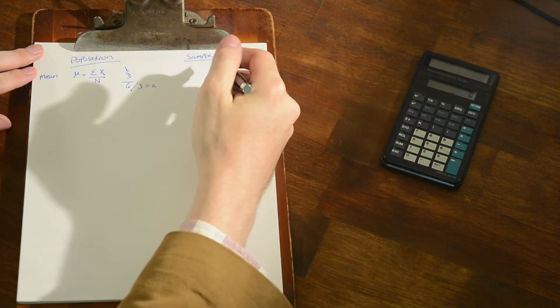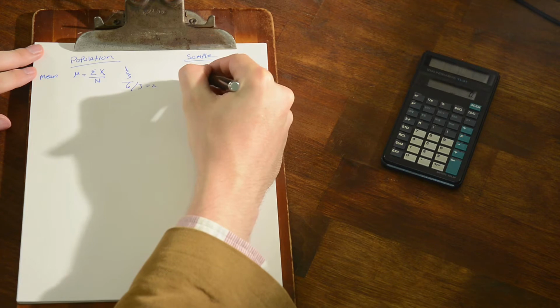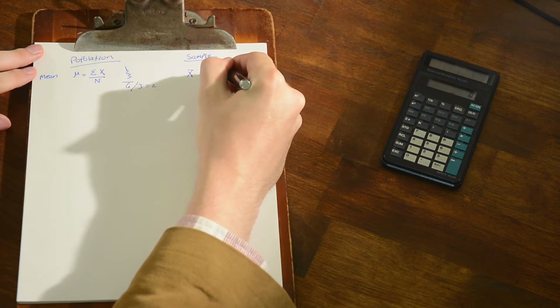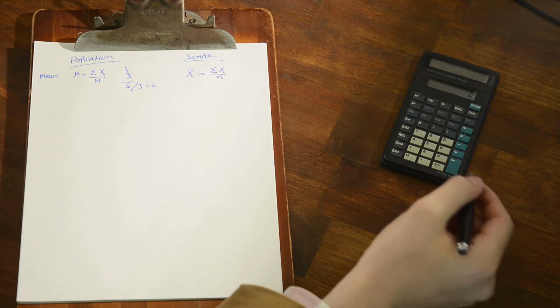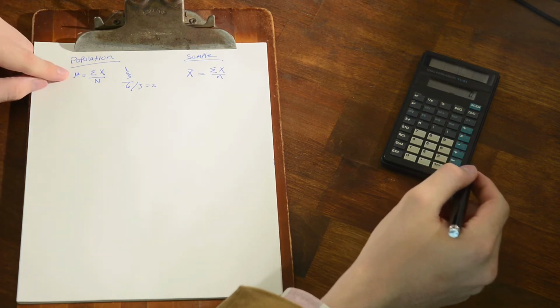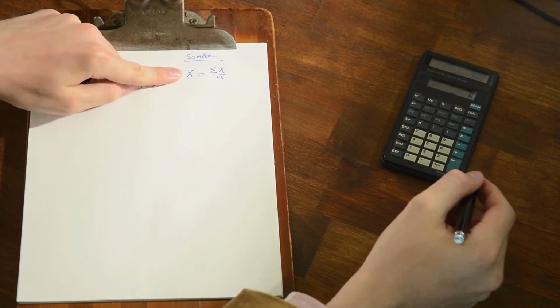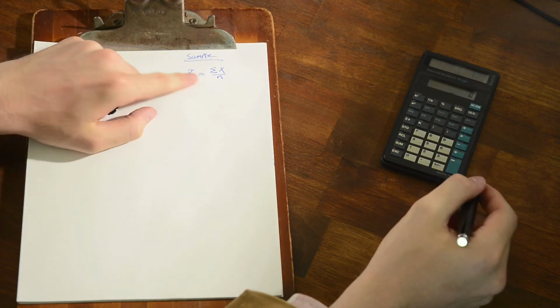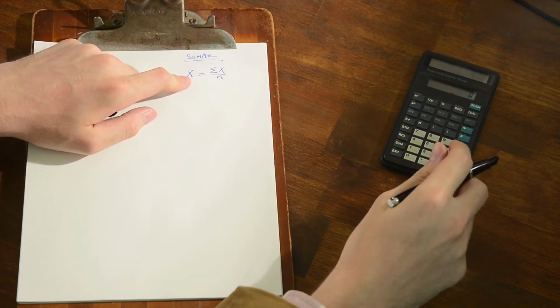For our sample statistics, we're using x bar is equal to the sum of x divided by n. So the only difference here in how this works is that instead of our Greek letters and our capital N, we're using a Roman letter x bar and a lowercase n. Both of these typically denote that we're dealing with sample statistics instead of population parameters.